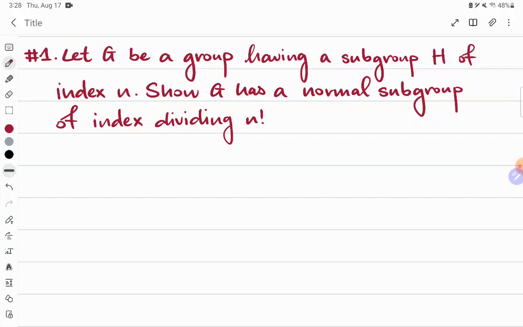We're going to let G be an arbitrary group as long as it has a subgroup H of index n. Index n means you have n cosets of H in G. Show that G has some normal subgroup which has an index dividing n factorial.